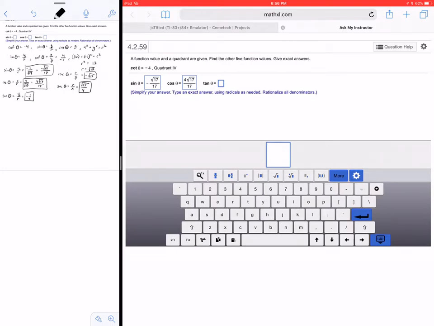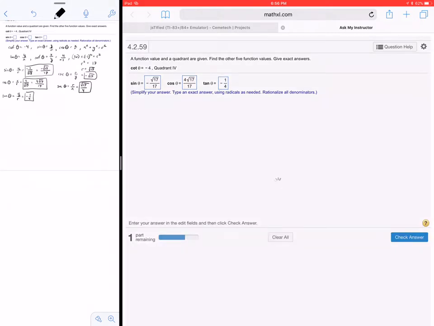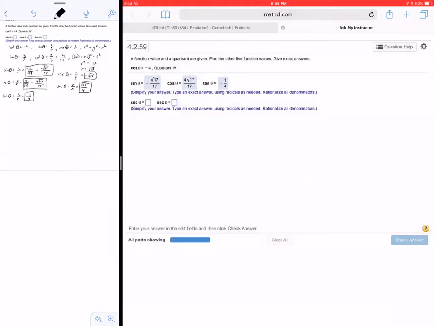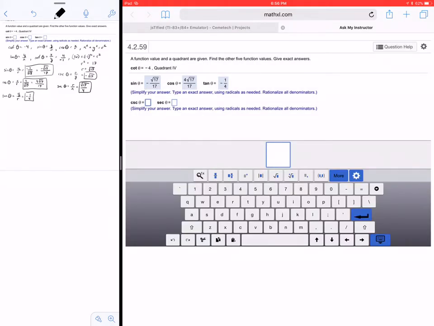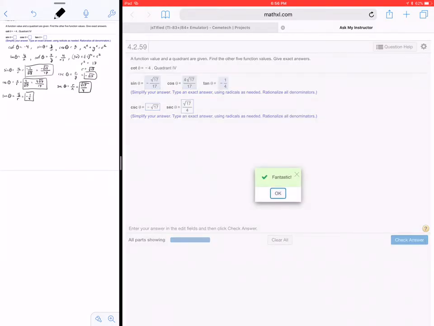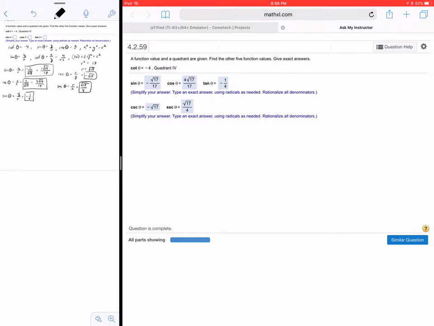And then tan of theta is a -1/4. Cosecant. So now our cosecant is the reciprocal of sine. So that's just a negative square root of 17. And then secant of theta is going to be the square root of 17 over 4. All right. So you can see it's correct.